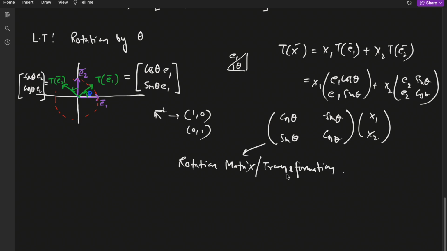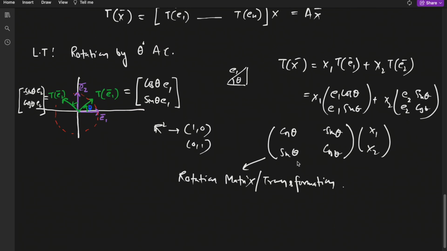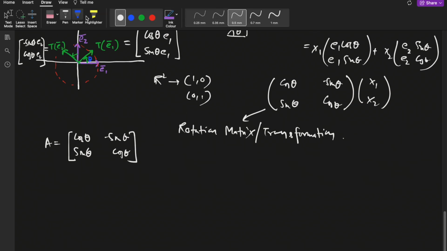All right, I think this is clear to you. So we get the matrix of the linear transformation. So what was the linear transformation? Rotation by theta degree anti-clockwise, and we get the matrix for that, and this is the matrix for that. So the matrix A for this linear transformation T is cos theta sin theta minus sin theta cos theta. And what are the columns? I already told you what the columns are.